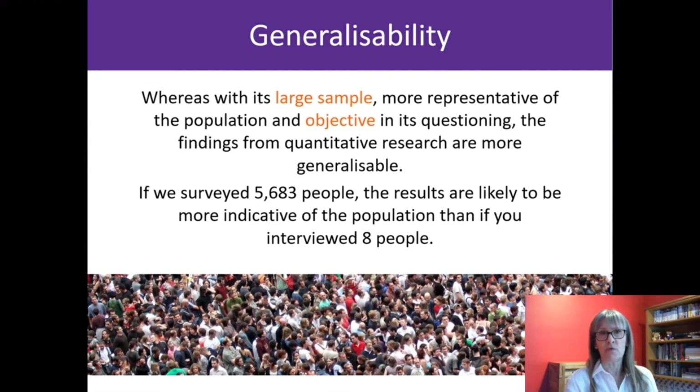Whereas with its large sample, more representative of the population and objective in its questioning, the findings from quantitative research are more generalisable. That said, if we surveyed 5,683 people, the results are more likely to be indicative of the population than if you interviewed maybe only 8 people. So although quantitative research, because it's more objective, is more generalisable, quantity, and therefore the scale of how many people you spoke to or contacted, is what determines its generalisability. The more people whose opinions you've got, the more likely it is that it's going to be indicative of that population.